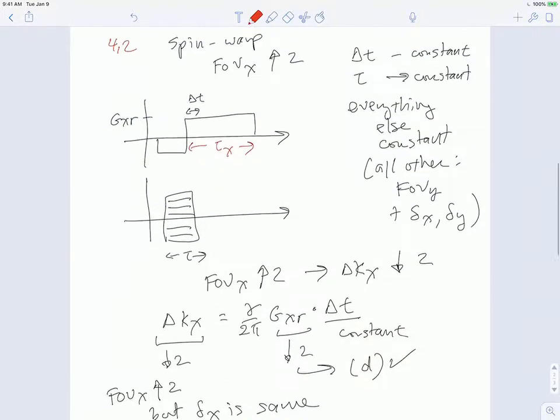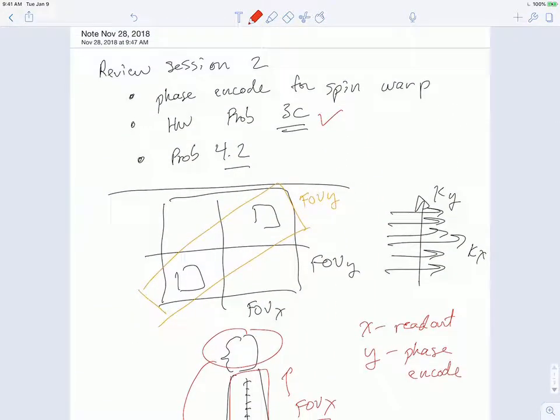Okay. So for those of you who came in later, what we're doing is we just went over homework problem 3C. We just did problem 4.2. And now we're going to talk a little bit about phase encode for spin warp. Like what if you were given a problem where the phase encode changed? And so I'm just going to make up a problem on the fly.